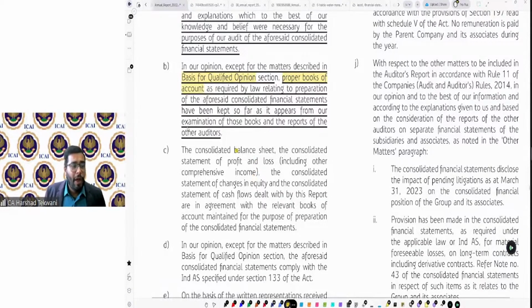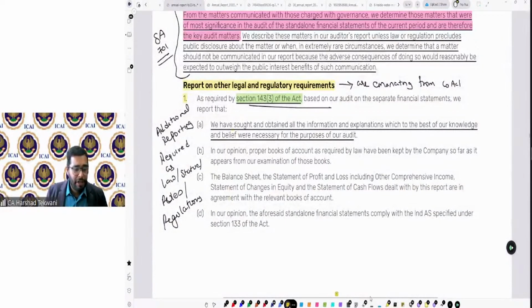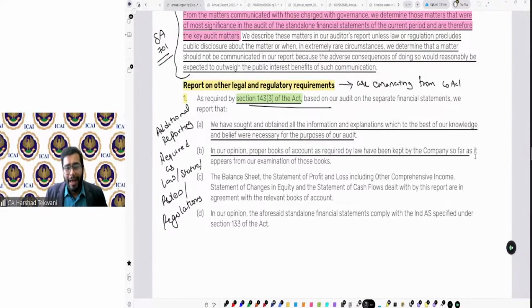And when they say examination of books, they are also mentioning examination of the reports of other auditors, because this is the audit of consolidated financial statement. But when I go to the standalone financial statement, how is this point written? Pretty simple. In our opinion, proper books of accounts as required by law have been kept by the company so far as it appears from our examination of those books. So no mention of reports of other auditors.